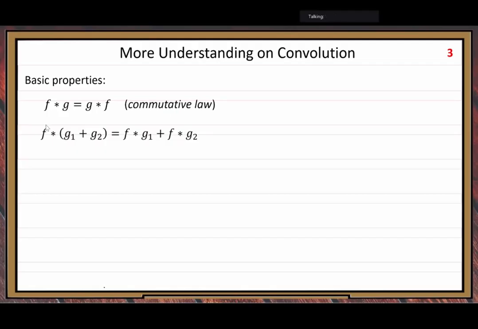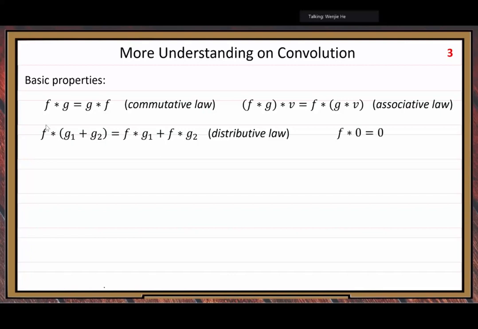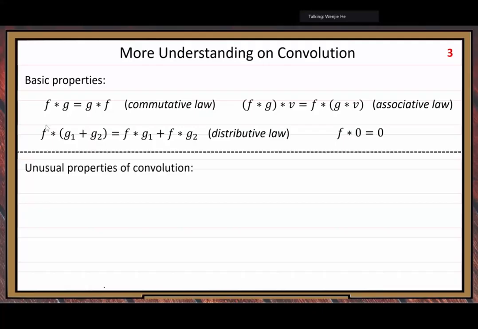Then linearity, with respect to each operand, we have the linear distributive law. Then the combination, the associative law. So these are the basic operations. And also with zero, it is easy.